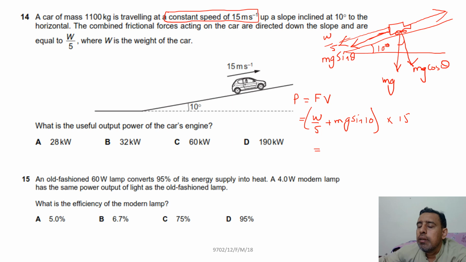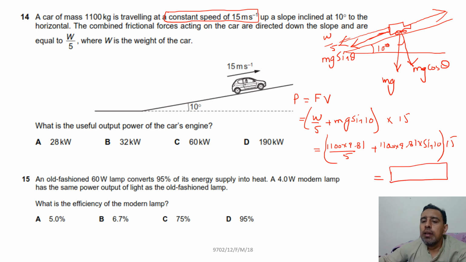So by substituting the value, the mass is 1100 into 9.81 by 5 plus 1100 into 9.81 into sine 10 and multiply with 15, and you can get the final answer is 60 kilowatt. Hopefully you get the logic behind this question.